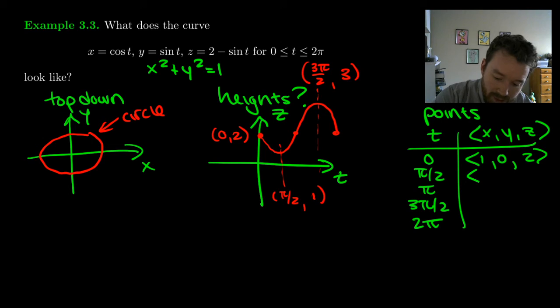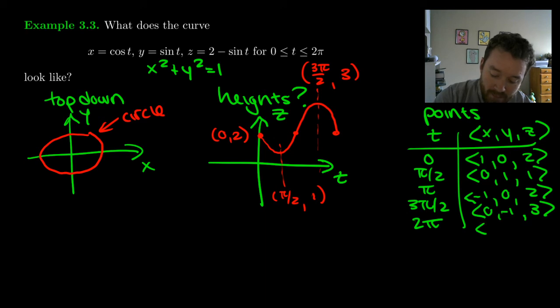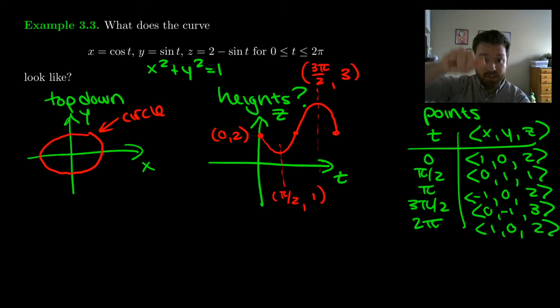Then I have the point 0, 1, 1. Then for pi, I have the point -1, 0, 2 again. For 3 pi over 2, I have 0, -1, 3. And then for 2 pi, I'm back to 1, 0, 2. So it does actually complete an entire period in 2 pi. So that's all I really need. And then I would, of course, have to fill in the gaps between those points.